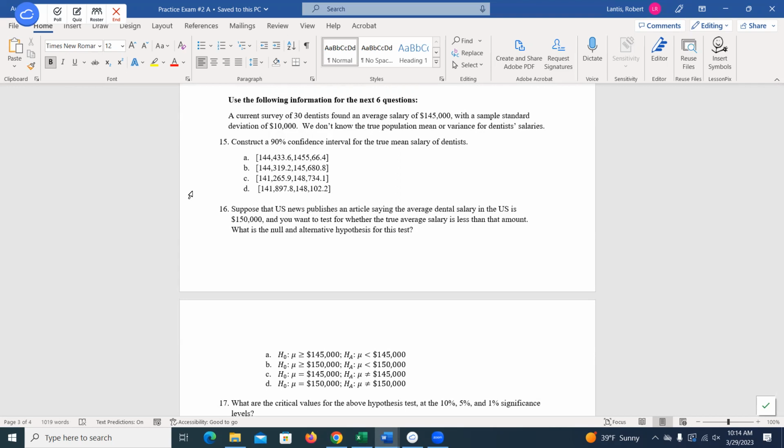And we've got a sample standard deviation. We've got a sample mean that we found, 145,000, from 30 different dentists. So that's going to be our sample size. We don't know what the true population mean or variance is. Right? I want to build a 90% confidence interval for dentist salaries here.